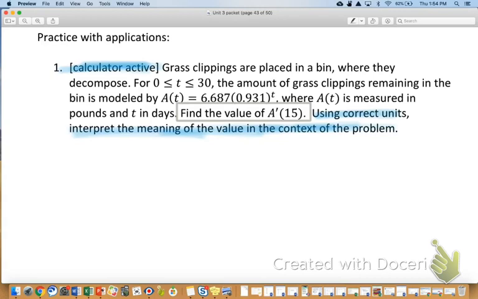Would it matter what mode you're in? It wouldn't, yeah, because there's no sines or cosines or anything in there. So you could do either one.